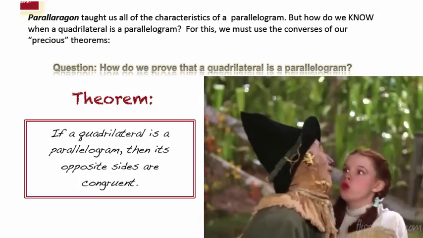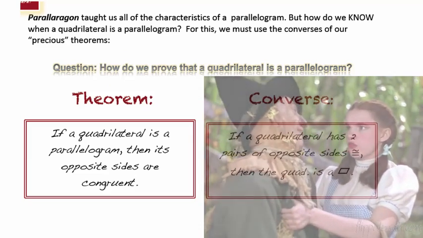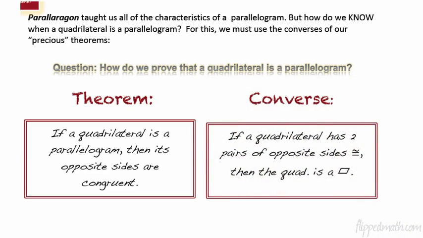He's from the last lesson. Yeah, sorry about that. He taught us all about parallelograms. But how do we know if we have a quadrilateral, whether it's a parallelogram? I mean, last section, basically they said, here's a parallelogram. Here's all the cool stuff about it. Opposite sides congruent. Opposite angles congruent. Diagonals bisect each other. All that stuff is true if you have a parallelogram.